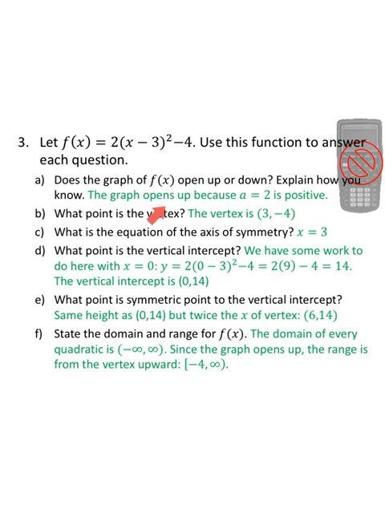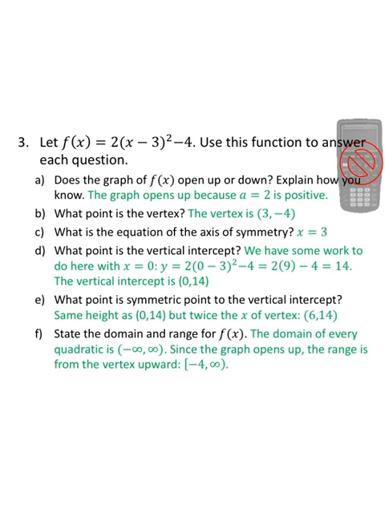We decided the graph opens up. We decided the vertex is at (3, -4), which tells me that -4 is the lowest that the graph goes. I can hit -4, and then the graph continues up towards infinity. If it helps, you're more than welcome to draw this graph as you're going through it, but remember you're drawing it by hand, and you're kind of answering those questions as you draw the graph.